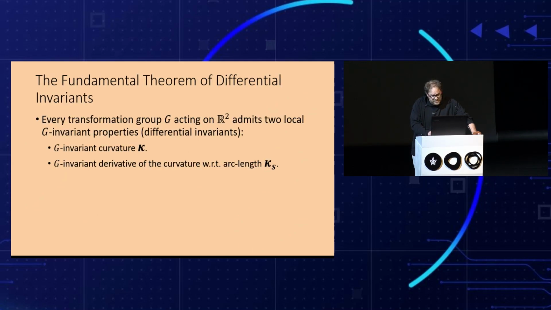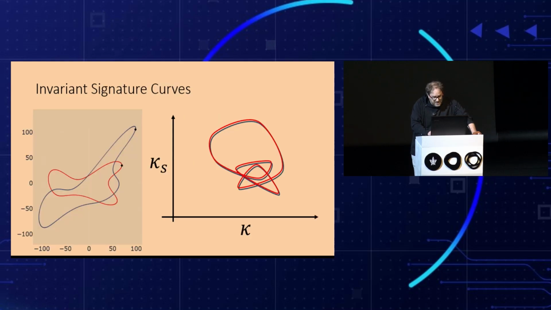So the fundamental theorem of differential invariance states that every transformation group G that acts on the plane, on R2 in our context, admits two local G-invariant properties, which we call differential invariants. The first is the G-invariant curvature at a point, which we denote by kappa. And the second is the G-invariant derivative of the curvature with respect to arc length, which we denote by kappa subscript S.